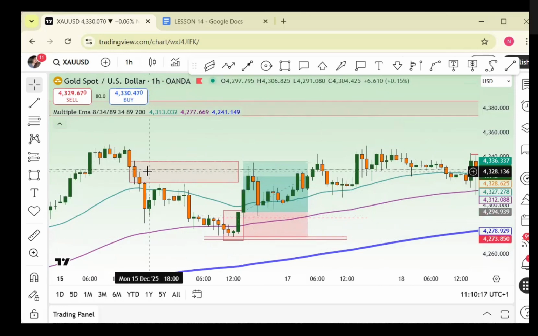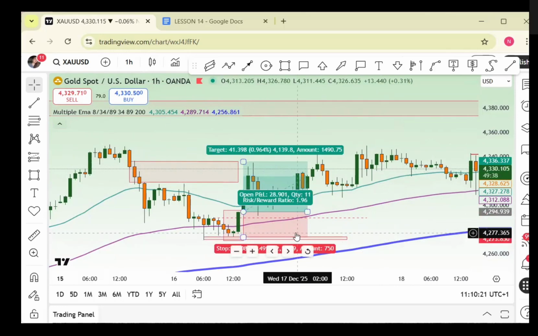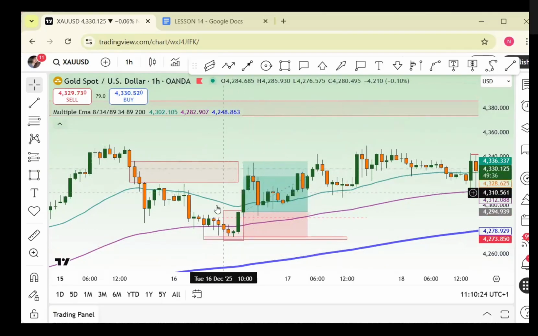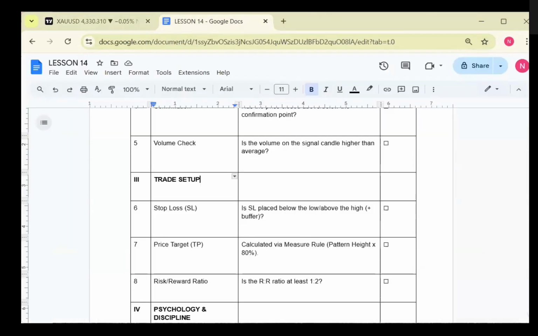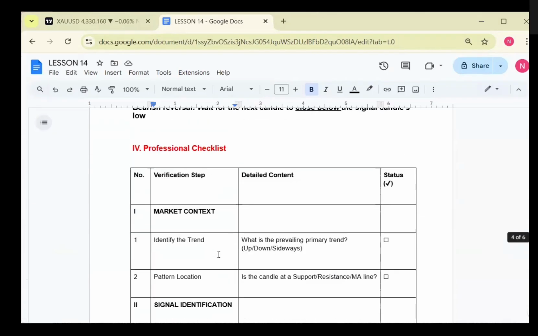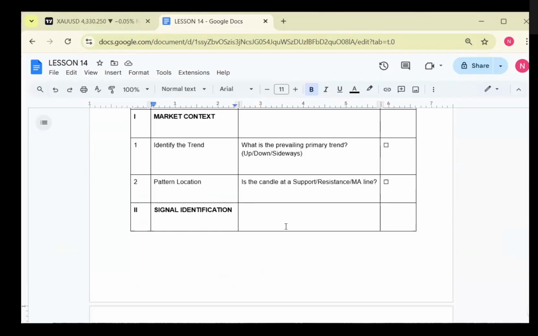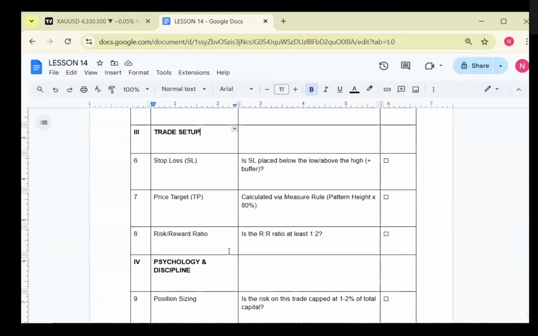Okay, so anyone want to do swing trading by using the 1 hour time frame to do analysis? This is the golden time for us because there are a lot of conditions that support the buyers. So I hope you understand this example about the trade setup, where we can identify the market context, the signal identification, and trade setup.